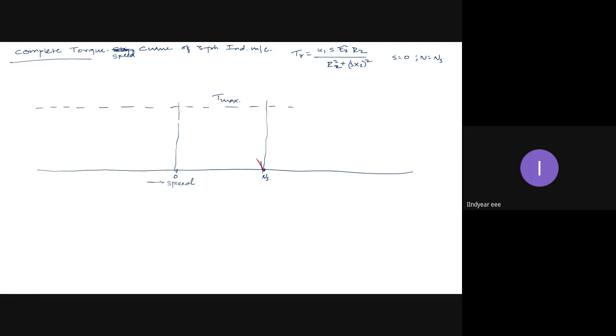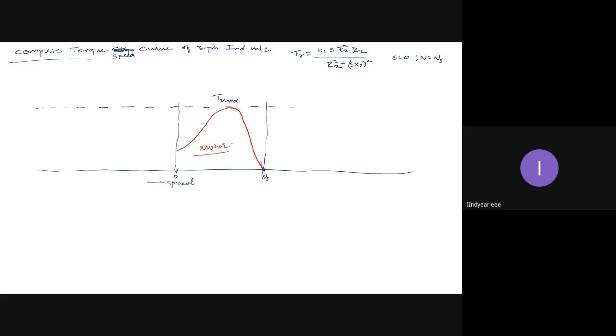It reaches the maximum value, and after that it will fall down. It will come to a certain value. Now, this is the characteristic of a motor when the machine is operating as a motor.